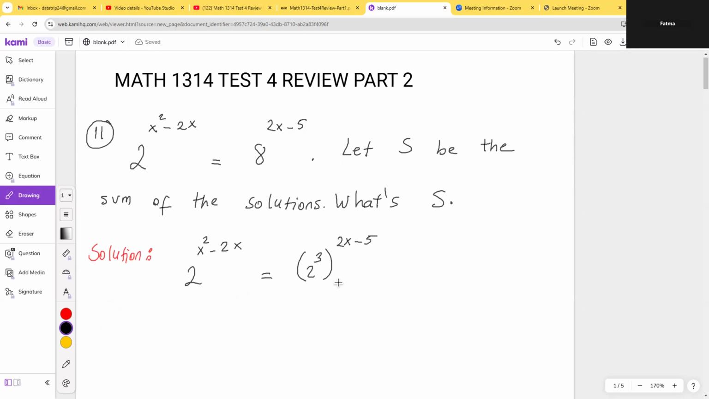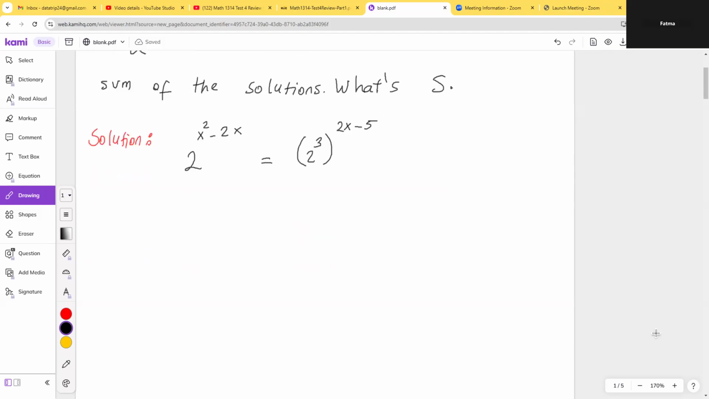Okay, so this is what we have so far. The first part, we're going to copy it one more time: 2 to the power of x squared minus 2x equals 2 to the power of, now 3 times 2x is 6x, 3 times 5 is 15. Now I got them in common bases. If they're equal to each other and the bases are equal, we just have to set the powers equal to each other. This is what we need to set up and solve for x: x squared minus 2x must be equal to 6x minus 15.